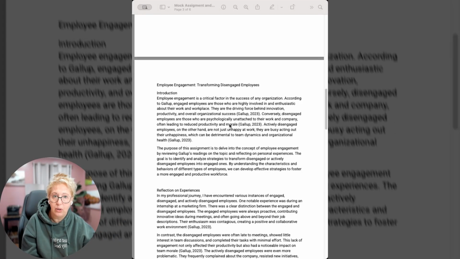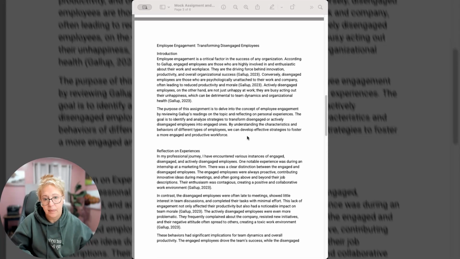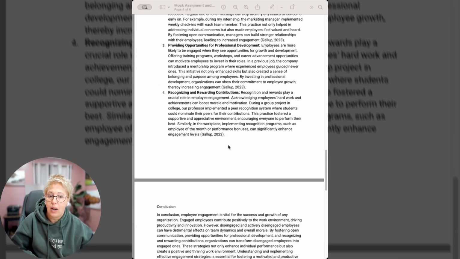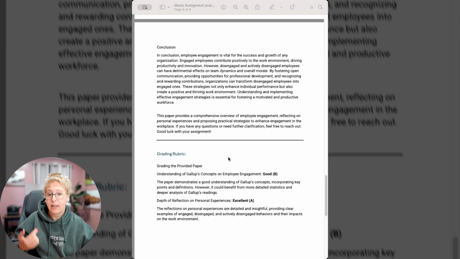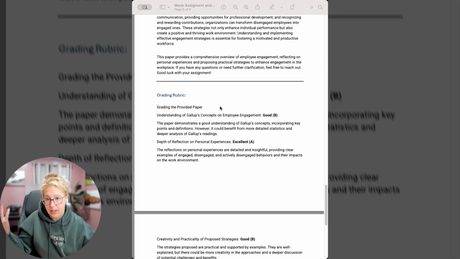I then took this assignment instruction and put it into an AI server. In this particular case, it was ChatGPT. There are a variety of different ones available. And then I cut and pasted my original paper, exactly as I wrote it, and I asked AI to use the grading rubric to determine the quality of my paper and how I did based on the assignment instructions. And this is what it provided.